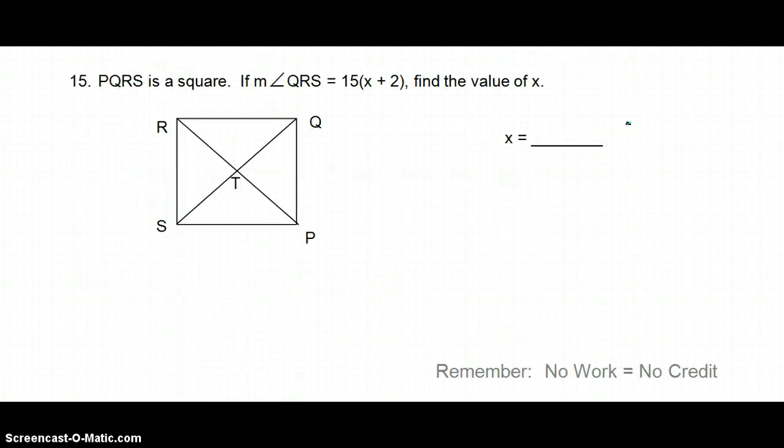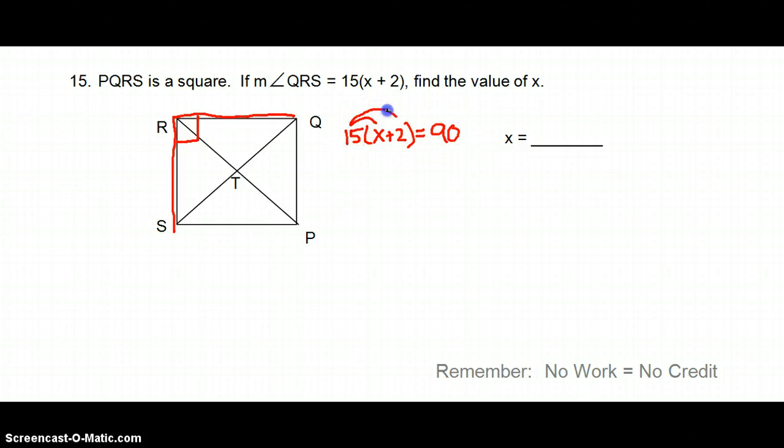Number 15, PQRS is a square. Okay, QRS is 15 times x plus 2. Find the value of x. So QRS, if we outline that, we see we're talking about the whole angle. And since it's a square, we know that's 90. So we're going to do 15 times x plus 2 equals 90.